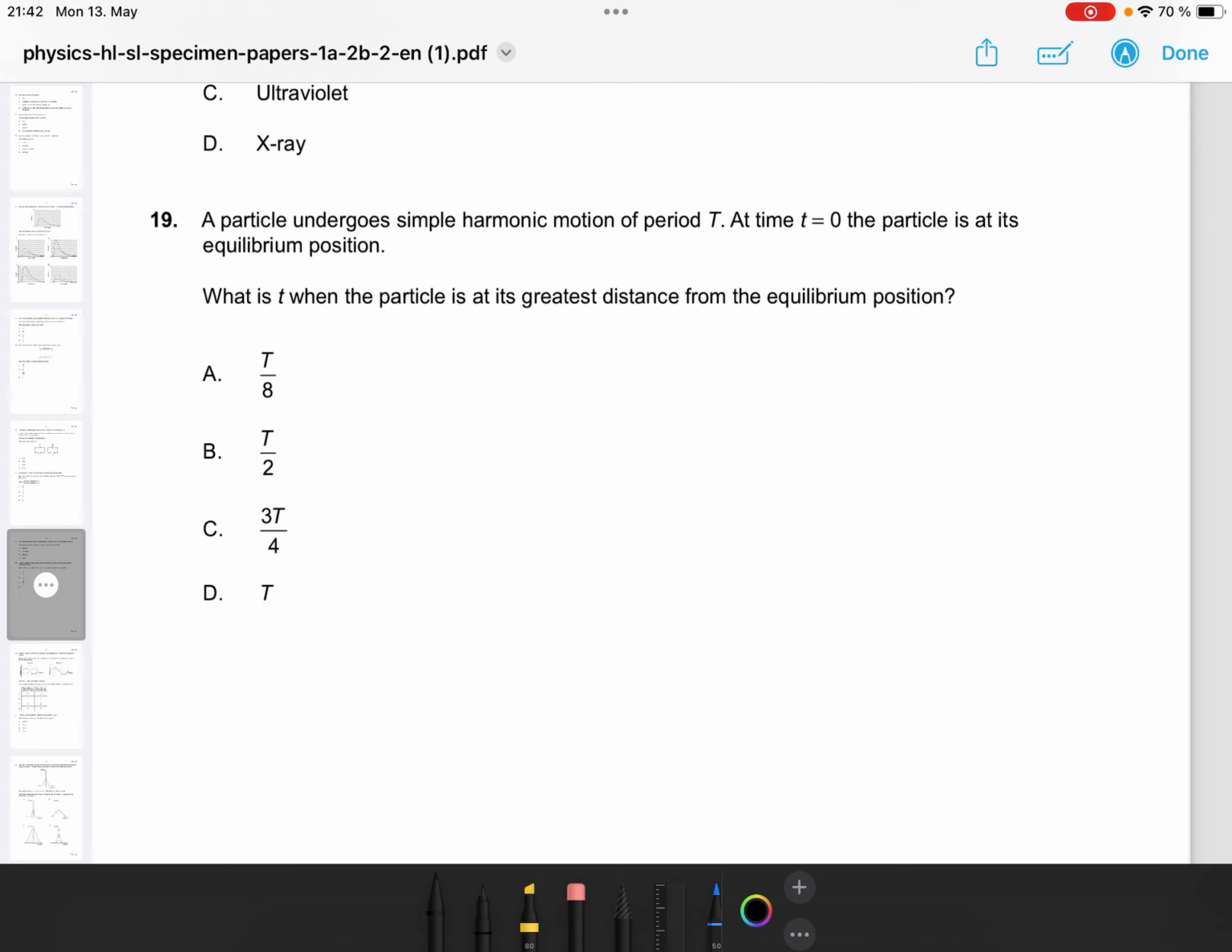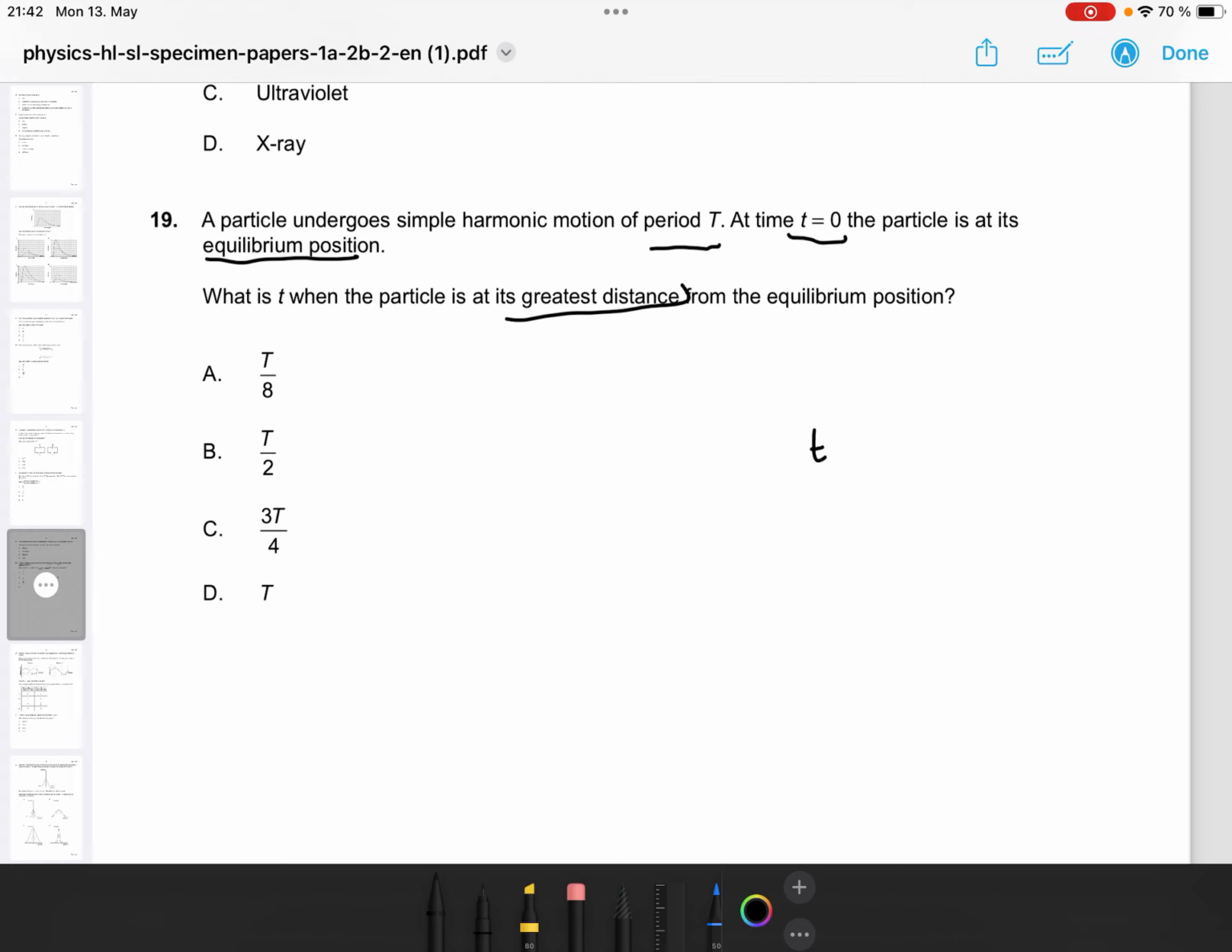It says a particle undergoes simple harmonic motion of time period T. At time t equals 0, the particle is at equilibrium. What is t when the particle is at its greatest distance from the equilibrium? So we know that in simple harmonic motion, the period is uniformly distributed.